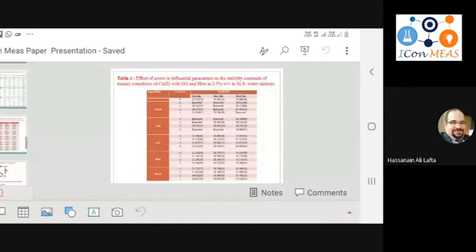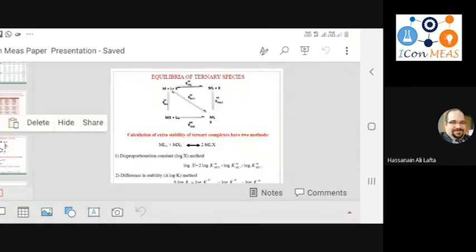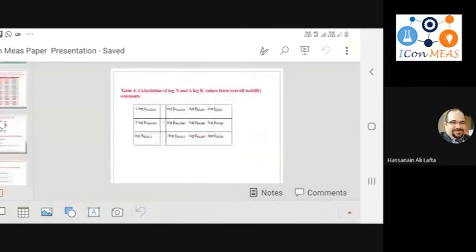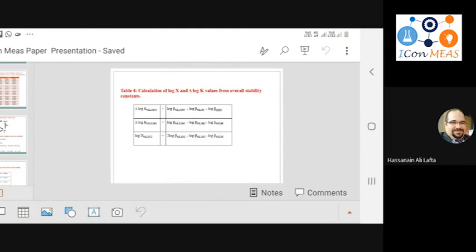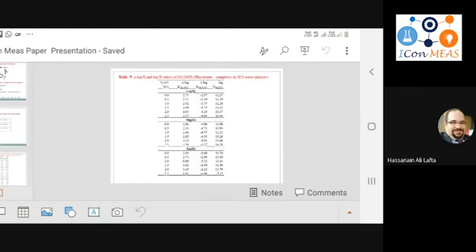The next one is the equilibrium of ternary complexes. Using this equation, I have calculated the ternary stability constants, that means extra stability constants. The next one shows the log K of the ligands, log XY. Delta log K is nothing but the disproportionation constant. Based on the log K values, ternary complexes compared to binary complexes have extra stability constants.